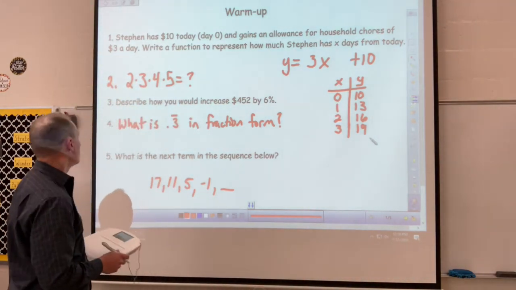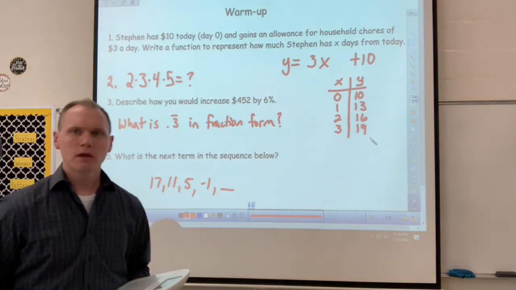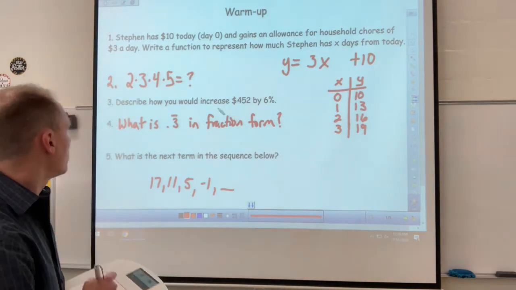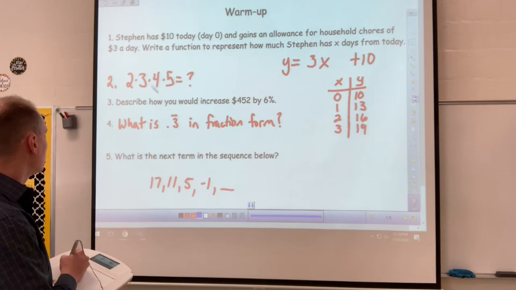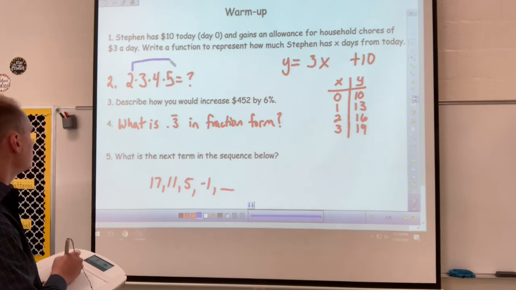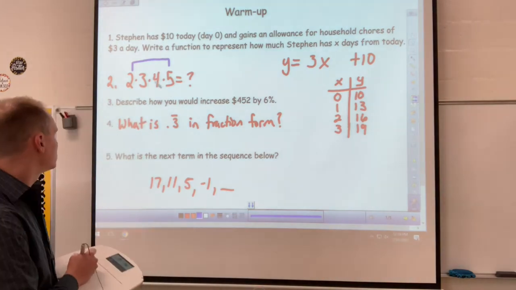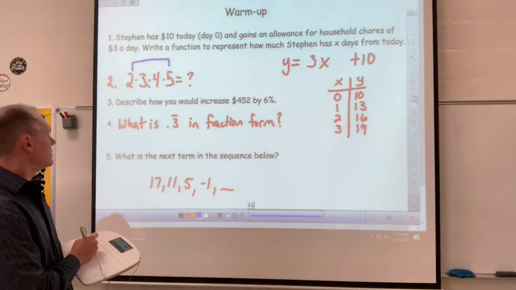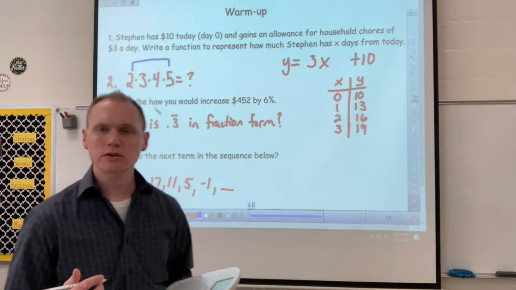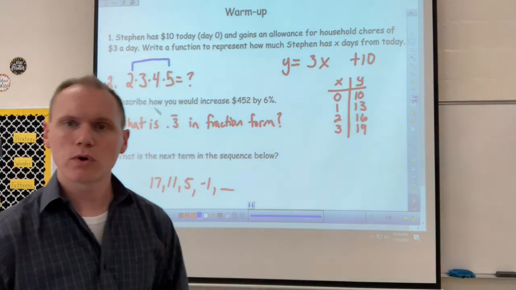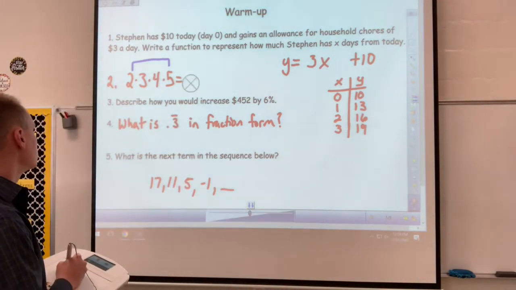All right, number 2. 2 times 3 times 4 times 5. We may have had a situation like this before where you can group and do the multiplication of 2 times 5 first, because that makes 10. So we have 2 times 5 is 10, and then in the middle we have 3 times 4 is 12, so we can actually multiply it that way. 10 times 12 is 120.